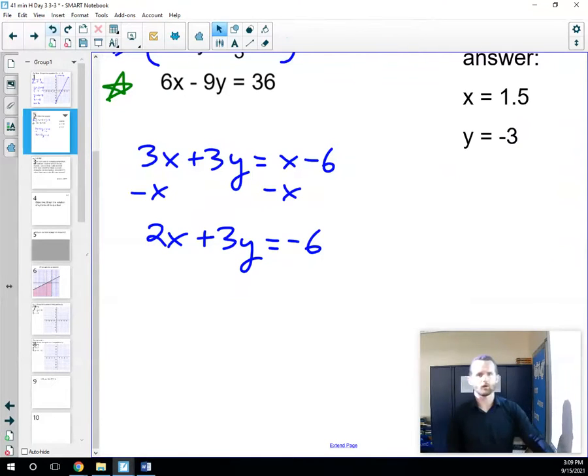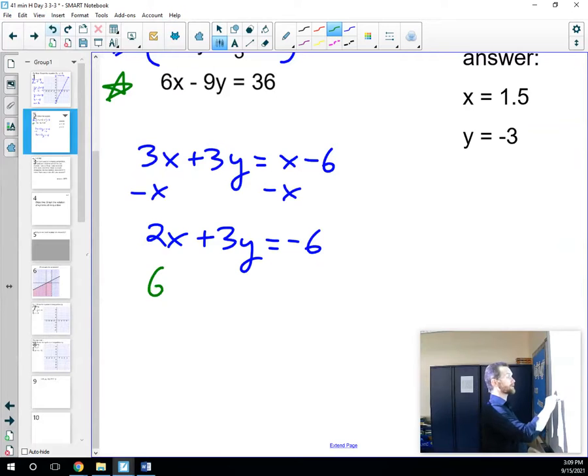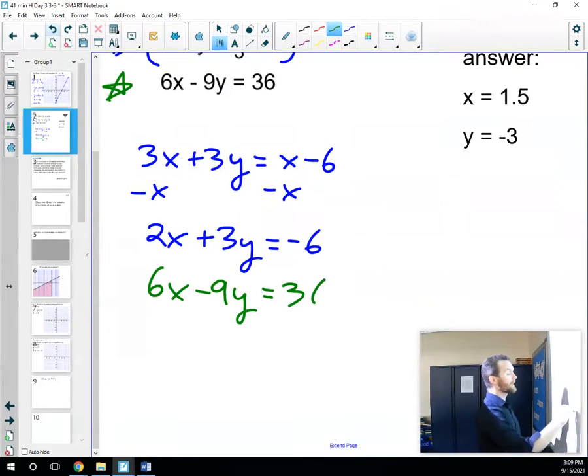Now let's recopy our green equation because I don't think we need to make any changes yet. It's 6x minus 9y equals 36. Now, ladies and gentlemen, this to me is just dying to be solved by elimination.